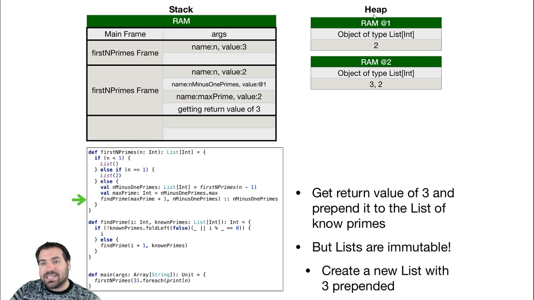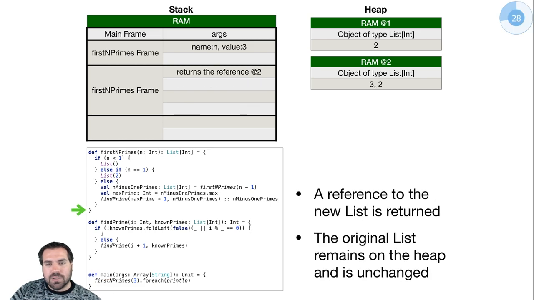Lists are immutable. This list will never change. So prepending is actually creating a brand new list with the value 3 prepended to it. So we create a brand new list and then return a reference to that list. So this is going to return that reference @2 to the new list that we created containing 3 and 2. And then that's what's returned back up to the next frame, this frame with n equal to 3, which was waiting for that recursive call. The recursive call returns the reference @2.